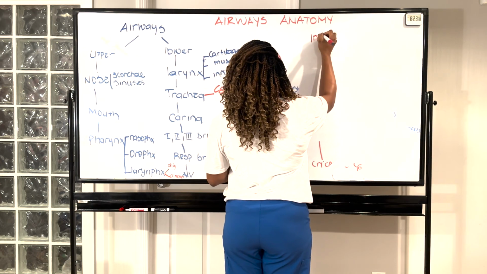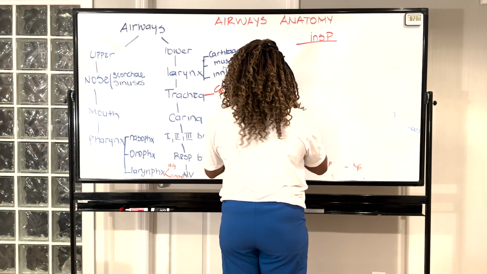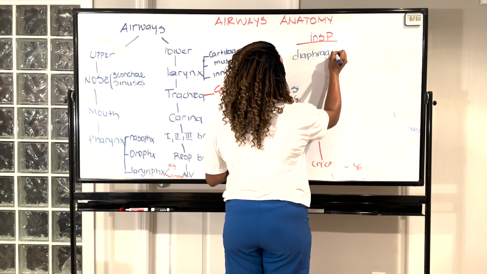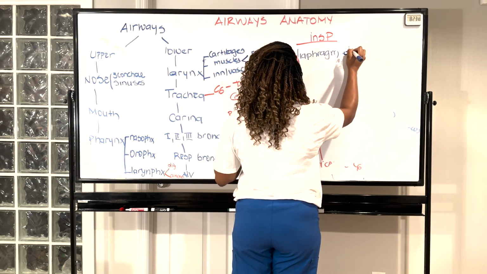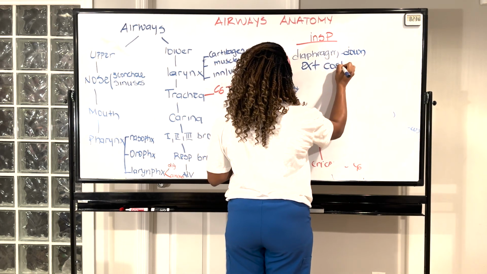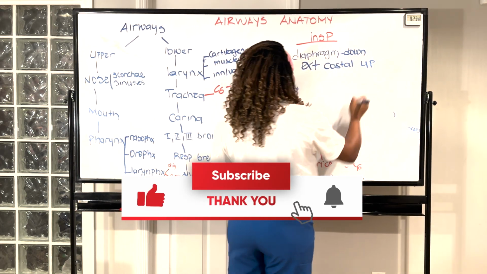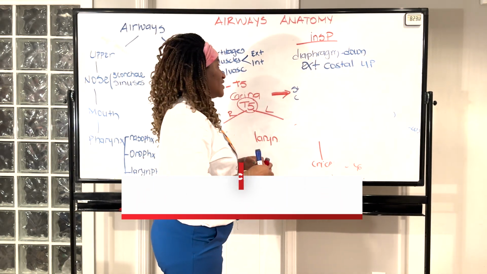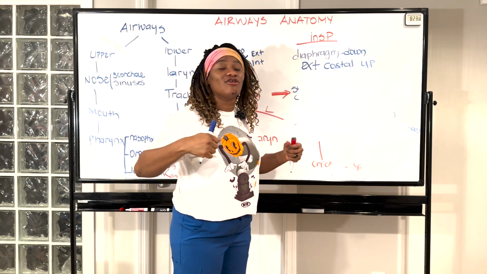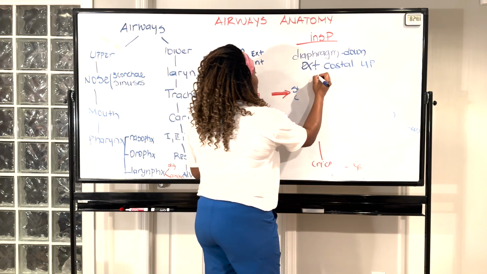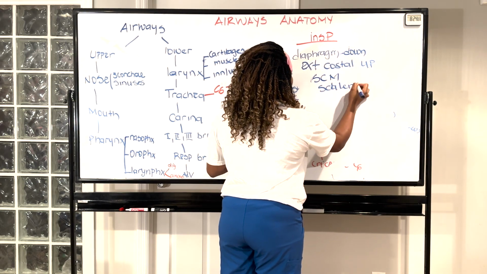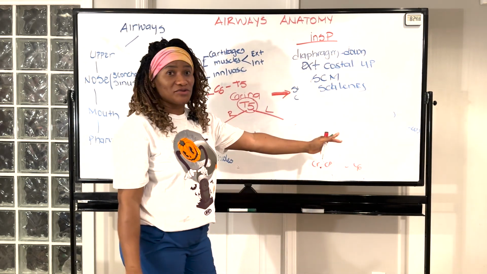So during your inspiration, your diaphragm, your main muscle of respiration, goes down, and your external costal muscles go up to lift up. And then if you do a forced inspiration, you have your sternocleidomastoid and your scalene that are also going to go up to expand. So the sternocleidomastoid and your scalene are going to be your inspiratory muscles.